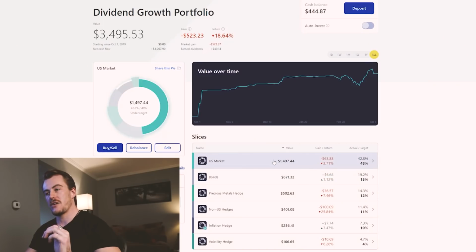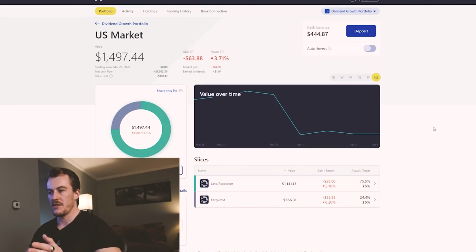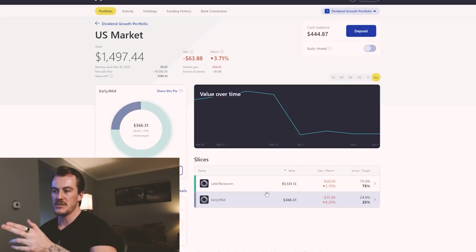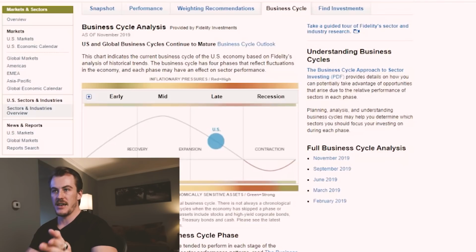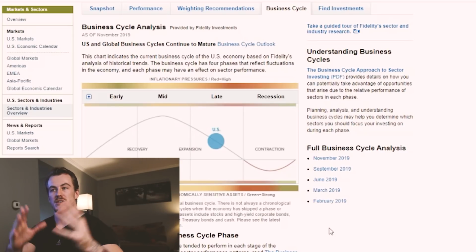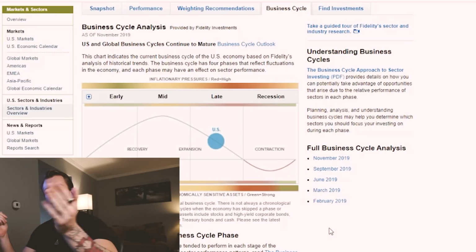All right, now let's take a look at the US market. If I open this up, I have it split between late recession and early mid. This is attached to this chart right here. This is a Fidelity website. Again, the link will be in the description. And here you see the market cycle. So we have early, mid, late, and recession.